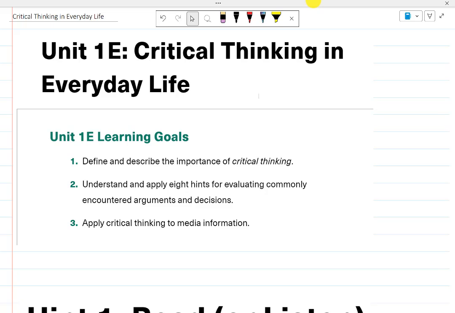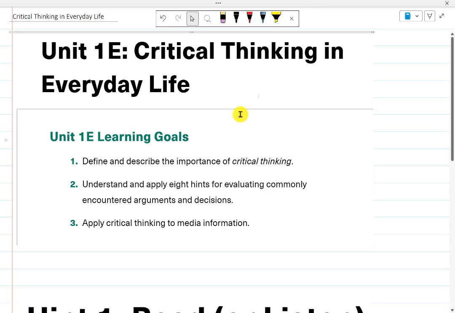So here's what we have. We want to define the importance of critical thinking. Well, I don't know about define it, but describe it. I would like to show some situations here and pick apart what's being said and look at what the arguments are and the premises and things of that nature. There's going to be 8 hints that they give for evaluating commonly encountered arguments and decisions. And finally, we want to apply critical thinking to anything you see in the media.